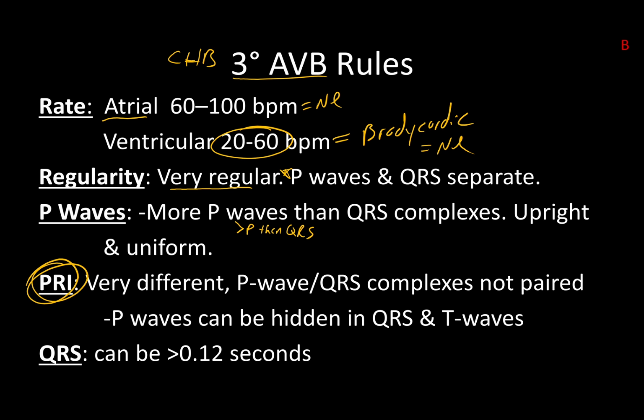The other clue is that the P waves can be hidden in the QRS and T waves. And that's another thing that makes these very challenging to identify, because if you're not able to find all your P waves, you'll never be able to either properly measure the PRI or realize that you're in a third degree block. We'll take some time to focus on that part as well. Ultimately, the QRS can be normal or it can be wide, just depends on the scenario. Don't let that throw you off today.